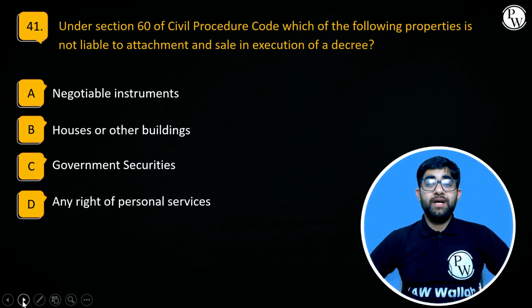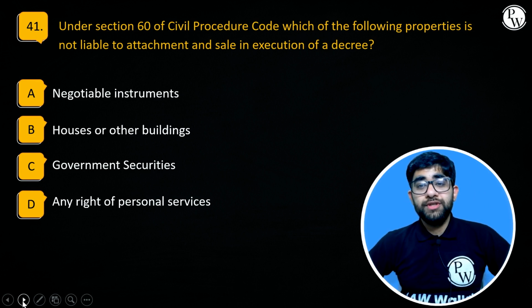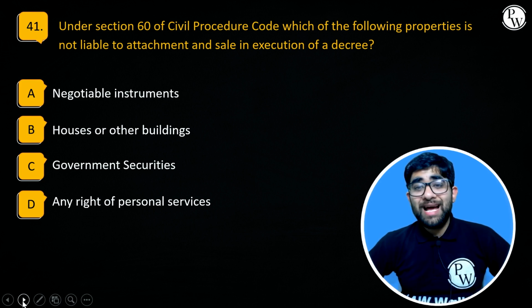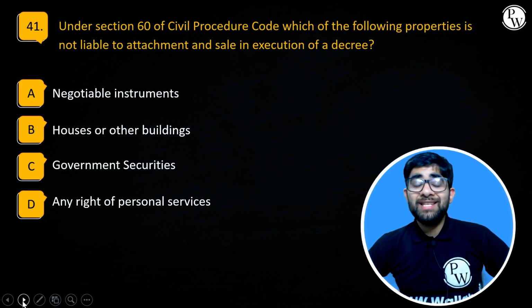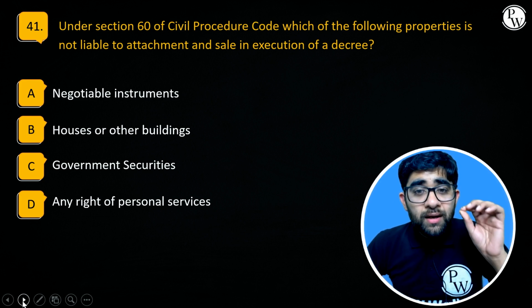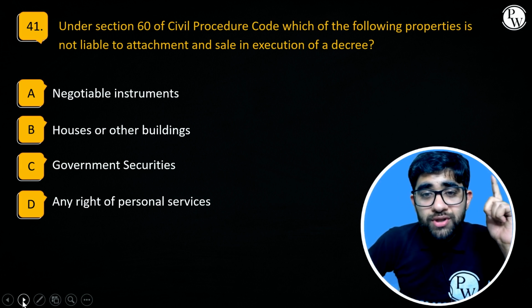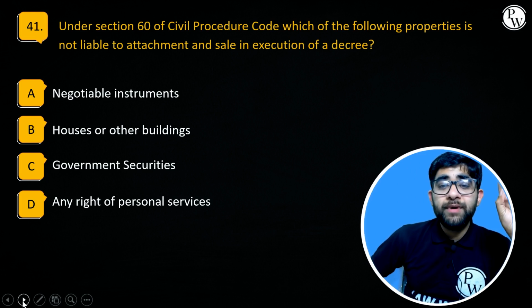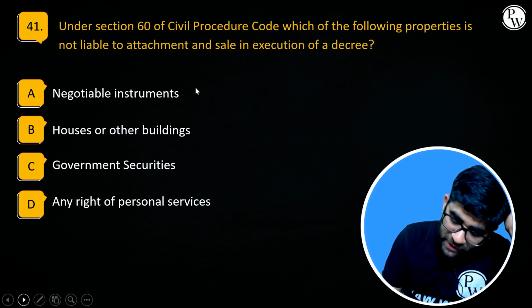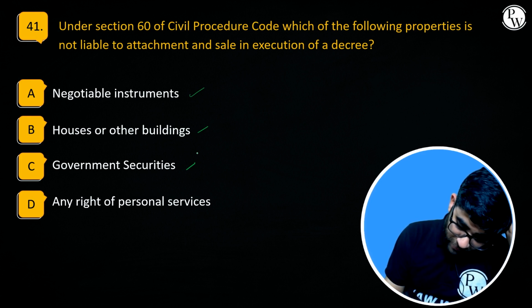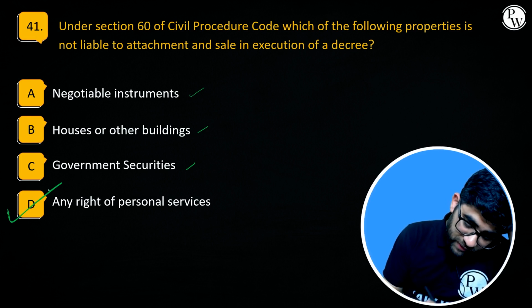Now 41st. Under section 60 of the Civil Procedure Code, which of the following properties is not liable to attachment and sale in execution of a decree? Negotiable instrument, houses or other buildings, government securities, any right of personal services. So negotiable instrument can be there, houses can be there, government securities can be there. So the answer to this is 41, it's D.